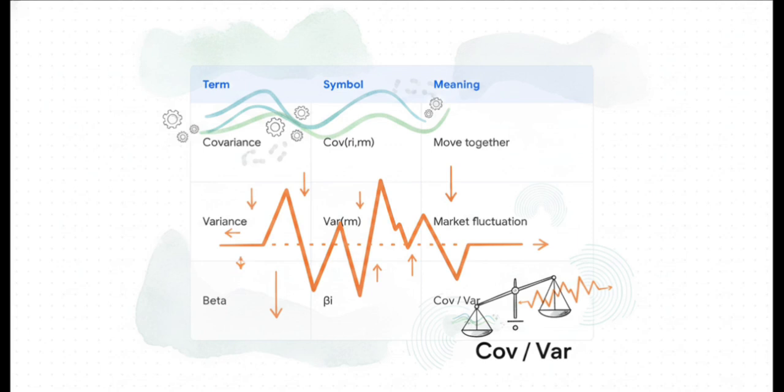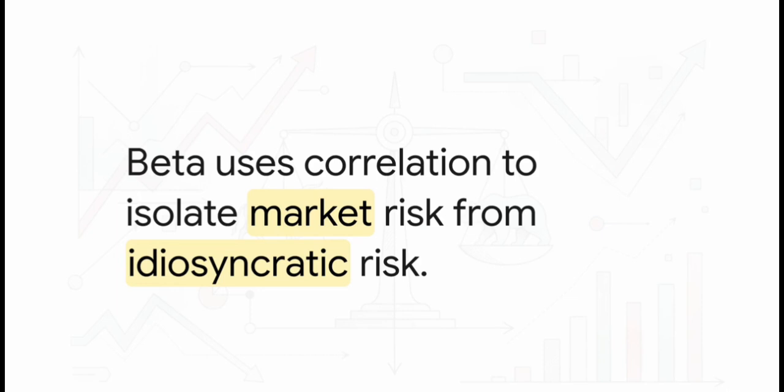It's basically the ratio of how much they step together versus how much the market steps overall. Another way to look at this math is through correlation and standard deviations, or volatilities. The formula naturally uses the correlation between the asset and the market to strip away all the noise. It brilliantly isolates the ocean's tide, that's the market risk, from the specific design of the boat, which is the idiosyncratic risk. That's the real magic of this calculation. It gives you this incredibly pure look at systemic exposure.